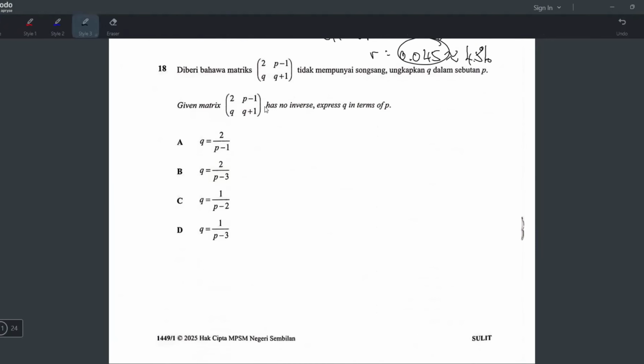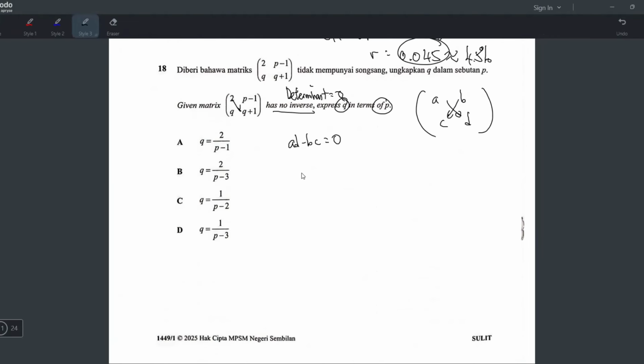18. Given matrix, this has no inverse, express Q in terms of P. Okay, kalau dia tak ada inverse means you buat determinant equals 0. Determinant equals 0. And what is determinant? AD minus BC. Okay, if a matrix has 2 row, 2 column, this is the A, this is the B, this is the C, this is the D, right? So if dia tak ada inverse means you buat A darab D minus B darab C equals 0.